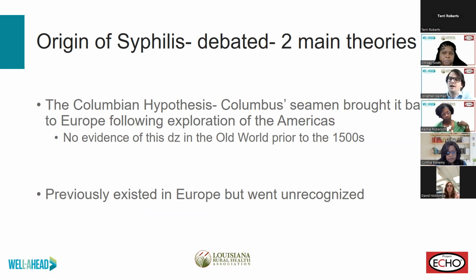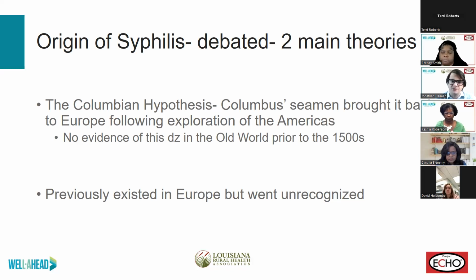So my initial presentation was very long. I went back and cut out a lot of things, but I did want to touch a little bit on the history of it. Again, I think it's interesting and it helps put it in context. So there are a couple of theories about how this disease originated. The first one's called the Columbian hypothesis, and that's that the men that traveled with Columbus came back to Europe and brought this disease with them.